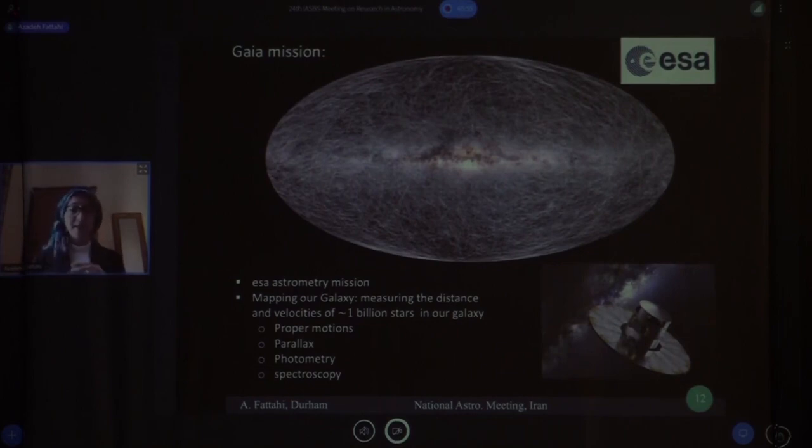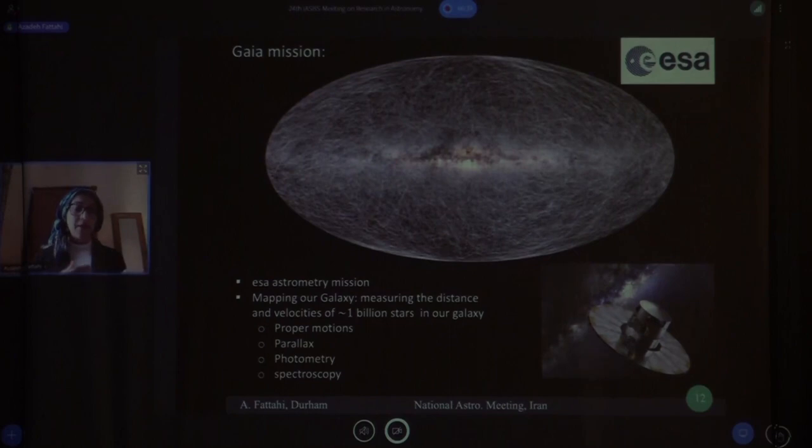What's Gaia? This is an ESA mission led by Europeans, and Gaia is a space telescope that monitors the sky over time, and it has measured, or will measure by the end of its mission, the proper motion, parallaxes, photometry, and spectroscopy of a lot of stars in the Milky Way. It's about 1 billion stars in our galaxy. The very key thing is the statistics. We get a lot of stars. A very important thing is the proper motions.